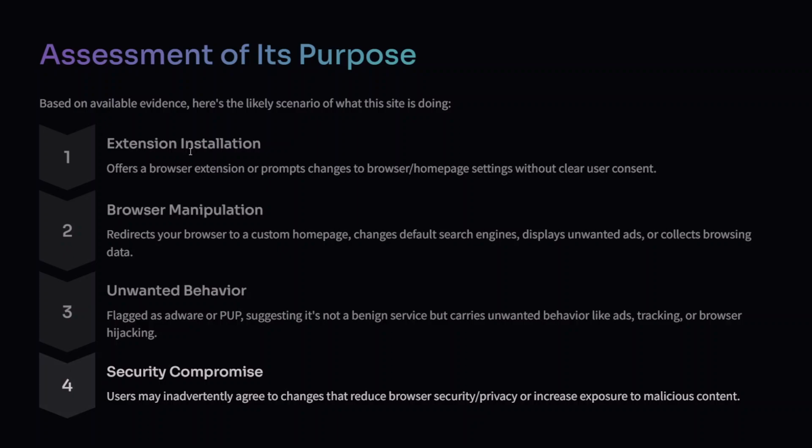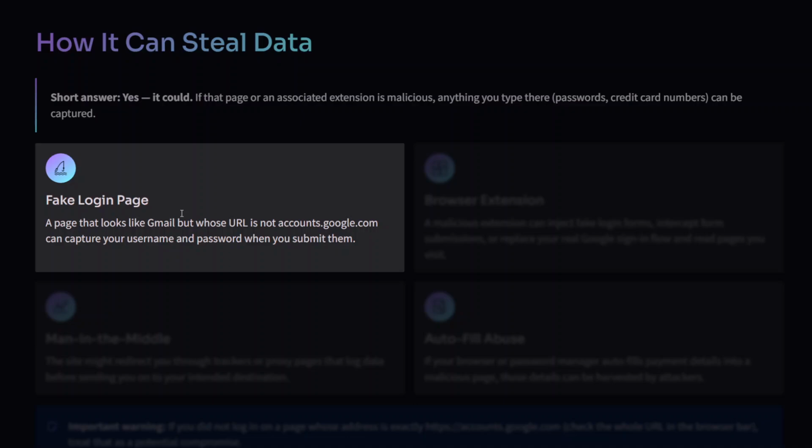First up, the classic fake login page. The extension, or maybe a redirect from the site, sends you to a page. It looks exactly like the Gmail login or maybe your bank's login. Visually identical. But crucially, the URL in the address bar is wrong. It's not accounts.google.com or your bank's real address. It's something slightly off. You type in your username and password, hit submit. Boom. Credentials captured by the attacker.